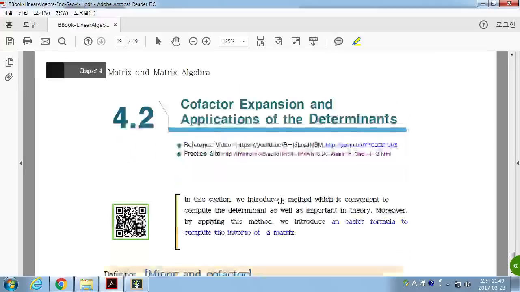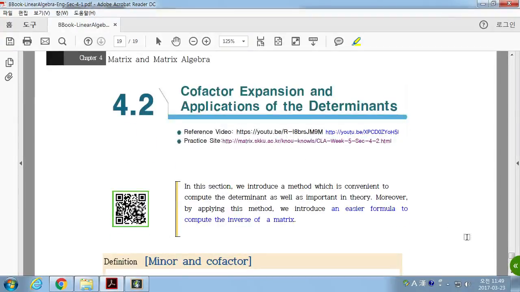Okay, next we will continue with section 4.2. Any questions?